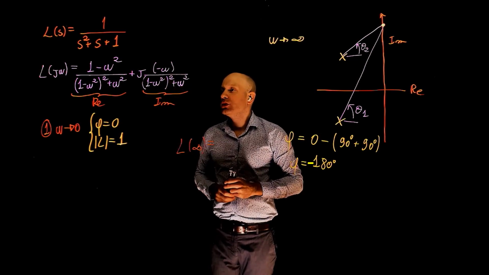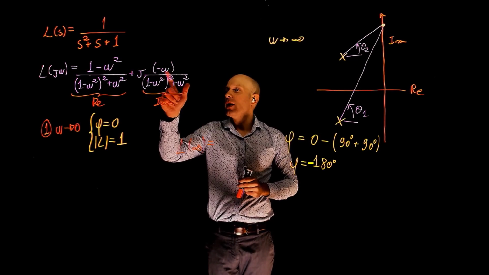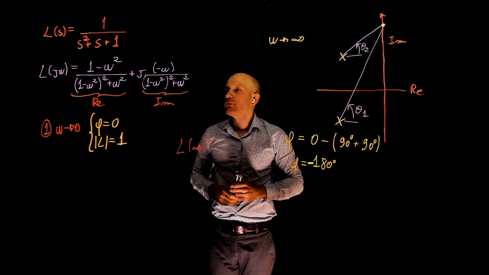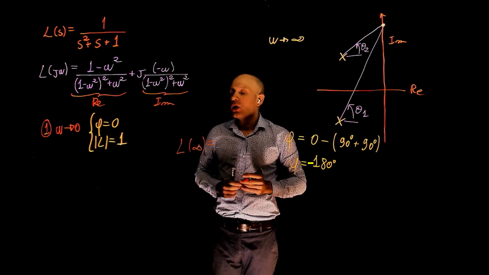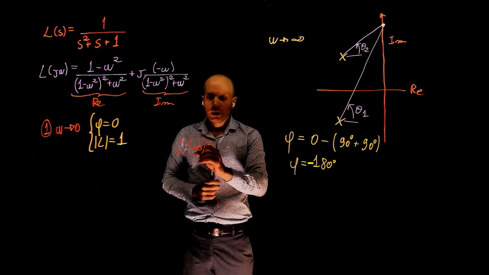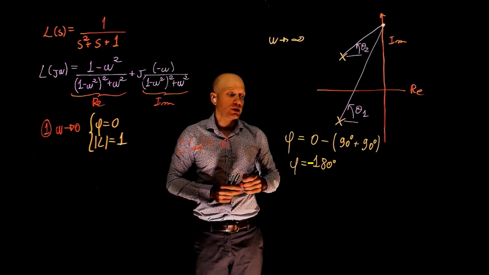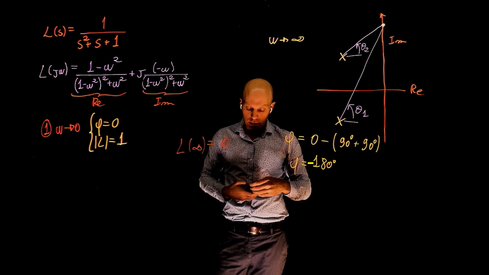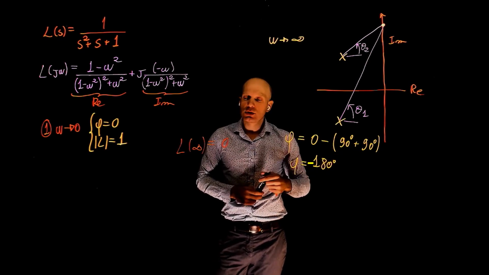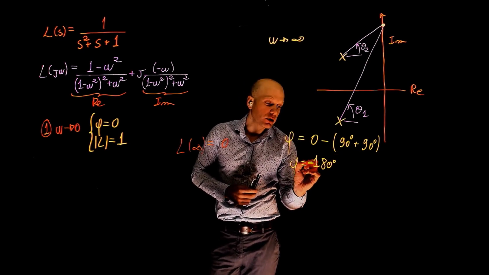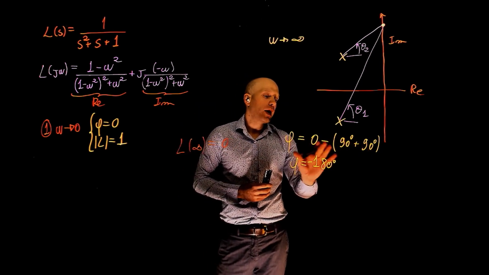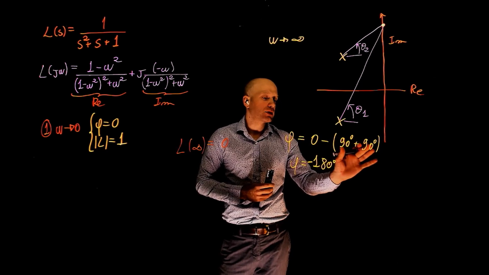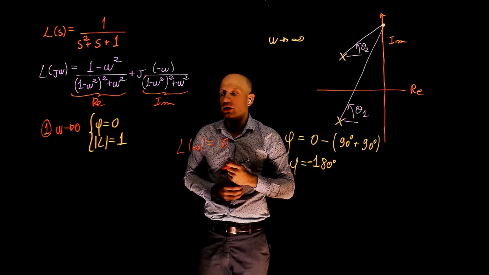Same applies to the imaginary part. You see that we have omega on the numerator and omega to the power of 4 in the denominator. So this term also tends to 0. When omega tends to infinity, the magnitude of the transfer function tends to 0. And the phase tends to negative 180 degrees. I forgot the negative sign here, right? The sum minus the sum of all poles, 90 plus 90, negative sign, negative 180 degrees.